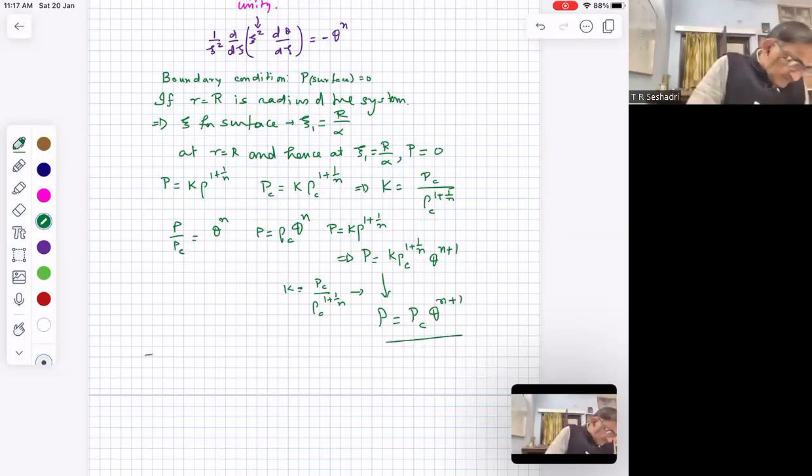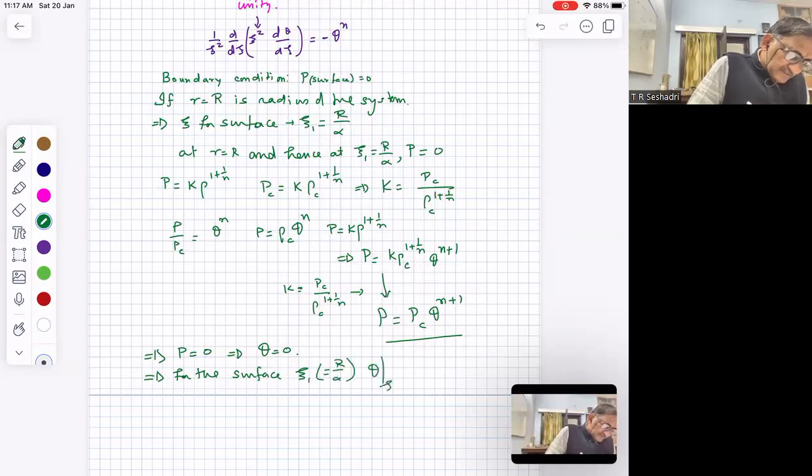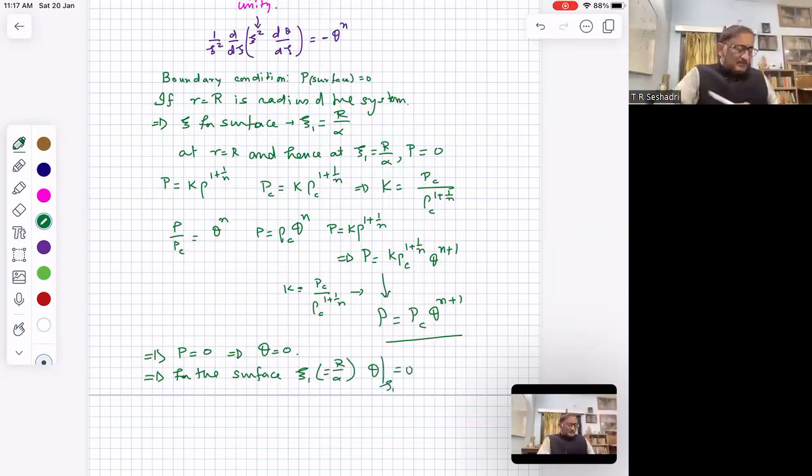Okay. And hence, P equal to 0 implies theta equal to 0. And hence it implies for the surface xi1, which is equal to r by alpha, theta at xi1 should be equal to 0. So this is the boundary condition for this system.